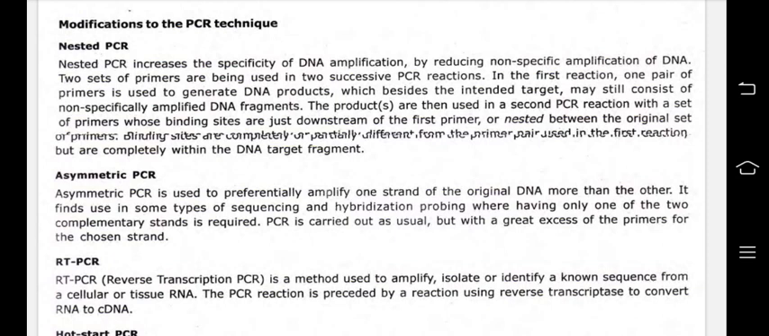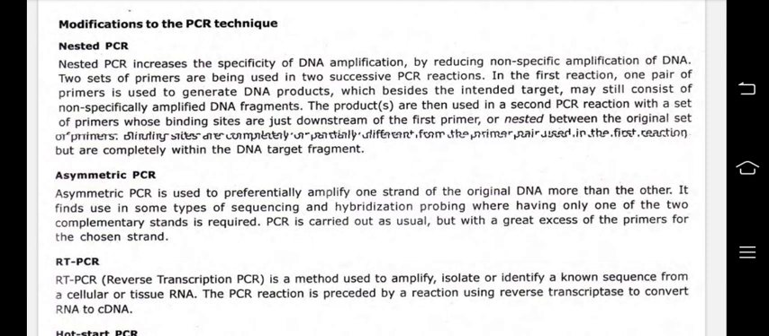In the first reaction, one pair of primers is used to generate DNA products, which besides the intended target, may still consist of non-specifically amplified DNA fragments. The products are then used in a secondary PCR reaction with a set of primers whose binding sites are just downstream of the first primer or nested between the original set of primers. So, similar sites are used in the first reaction but are completely within the DNA target fragment.